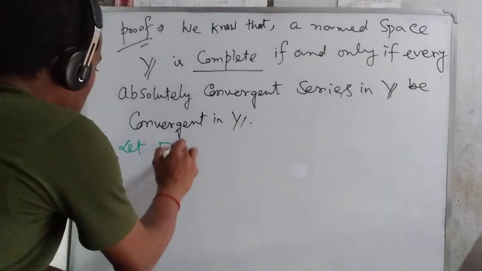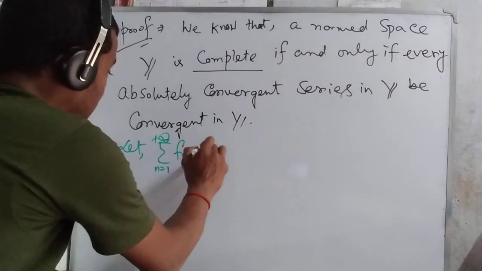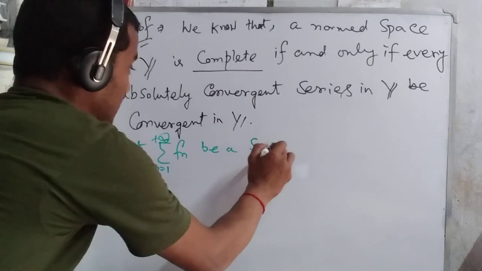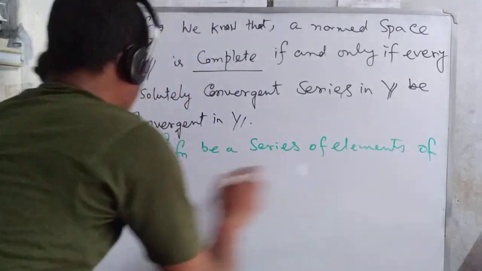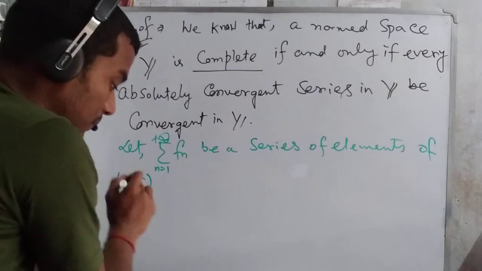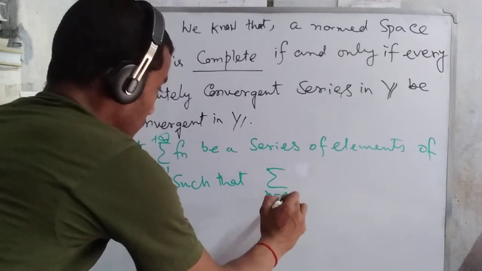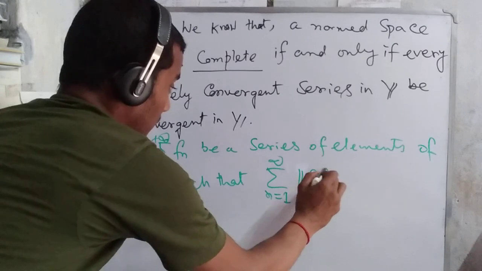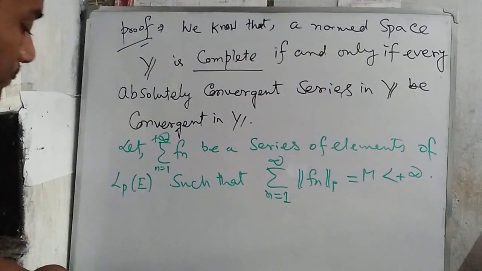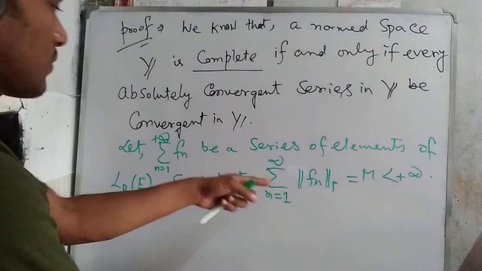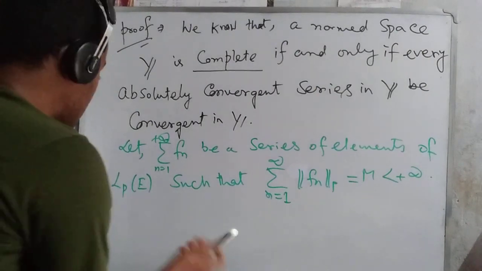Let the summation of f_n, n equal to 1 to plus infinity, be a series of elements of L^p such that the sum from n equal to 1 to infinity of the norm of f_n in p equals M, less than plus infinity. So we just let this one.